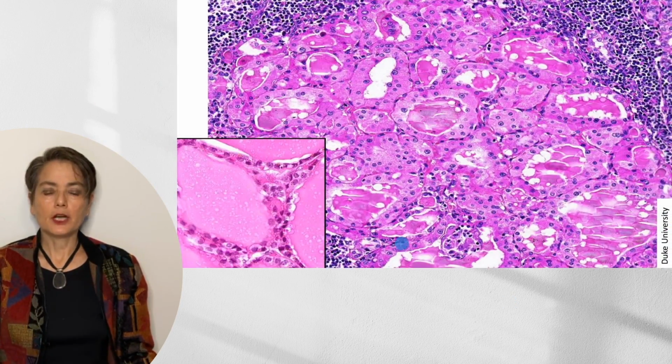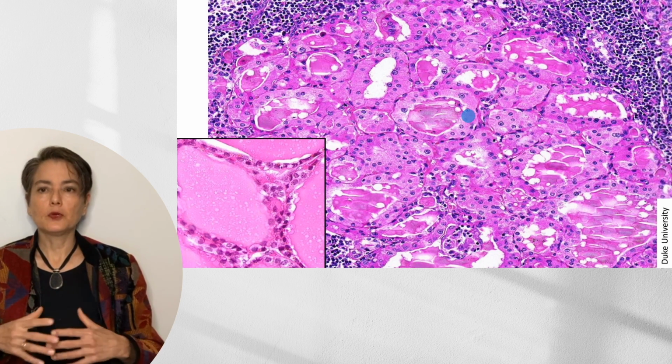Now here's an image showing Hürthle cell change. Again, normal thyroid here for comparison. Look how large and fluffy these cells are. Abundant cytoplasm, very eosinophilic, and somewhat granular. So this is Hürthle cell change.